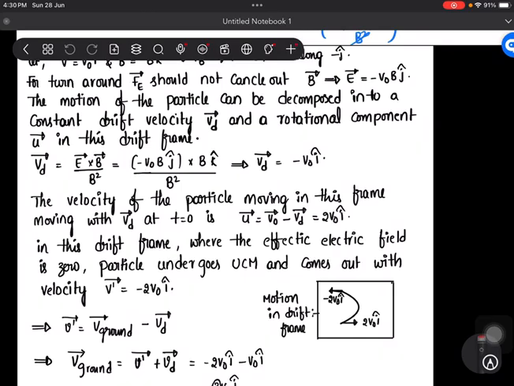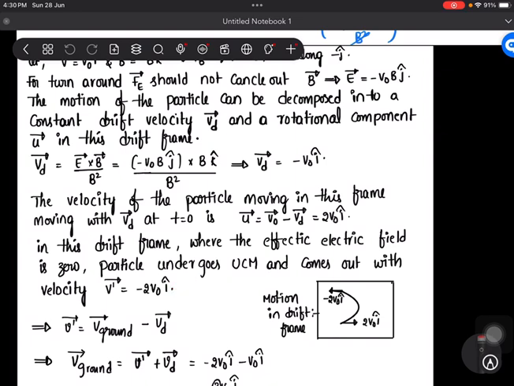In UCM, the speed will remain constant there. Magnetic force will not do any work on the particle. The speed is remaining constant. The direction just changed from i cap to minus i cap. So this is the velocity of the particle in the frame which is moving at that particular velocity Vd bar after the turnaround is completed.